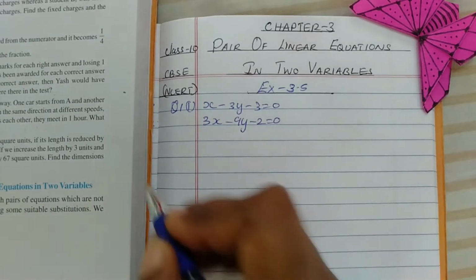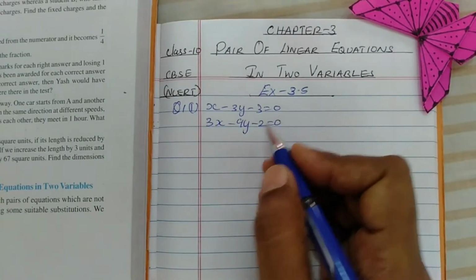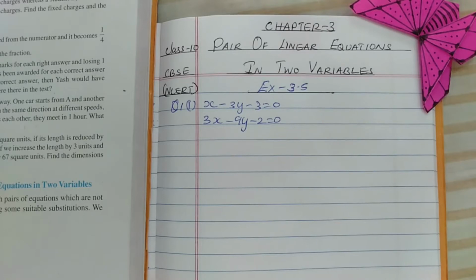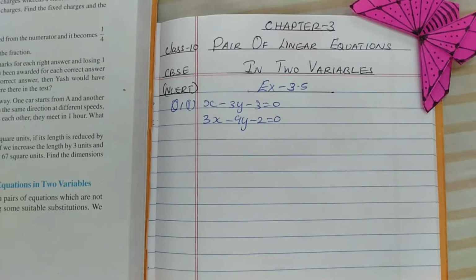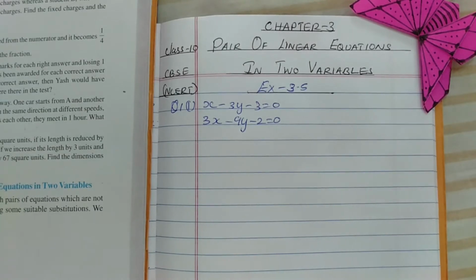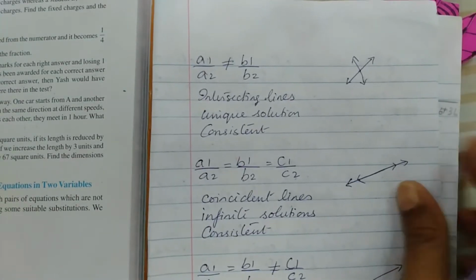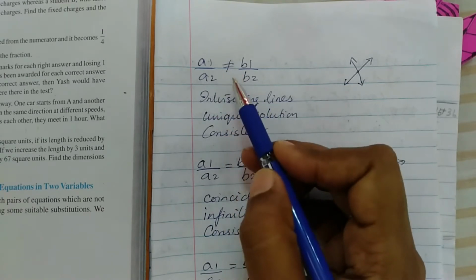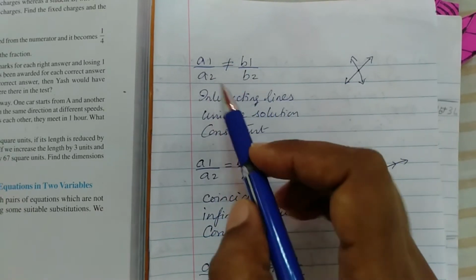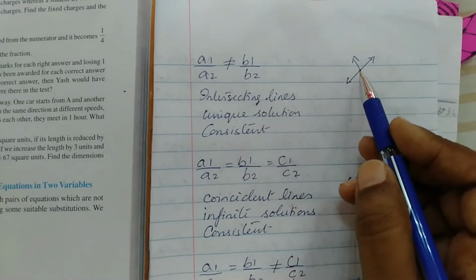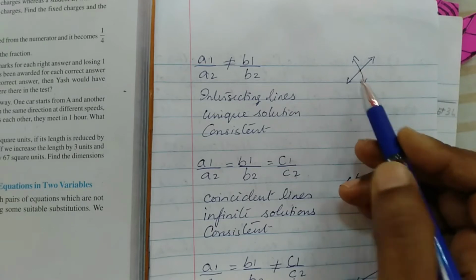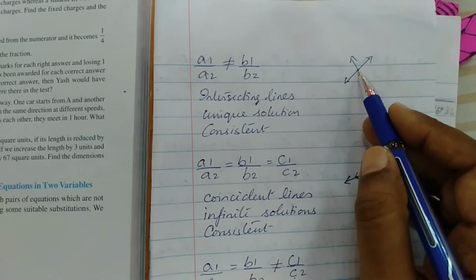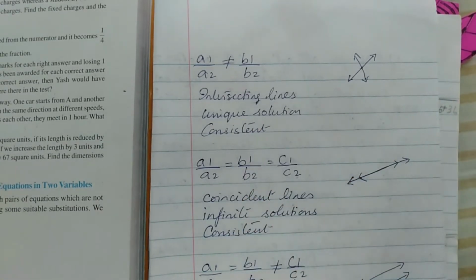The given equations are x minus 3y minus 3 is equal to 0 and 3x minus 9y minus 2 is equal to 0. And I hope you all remember that in our earlier videos we have discussed about the criteria that we need to see while solving the linear equations. They are a1 by a2 is not equal to b1 by b2. This means that if the linear equations satisfy this criteria, then they will form intersecting lines. So while intersecting, they meet at one point. So this point will be the number of solution. So since there is only one point of contact here, this means that they will give us an unique solution.